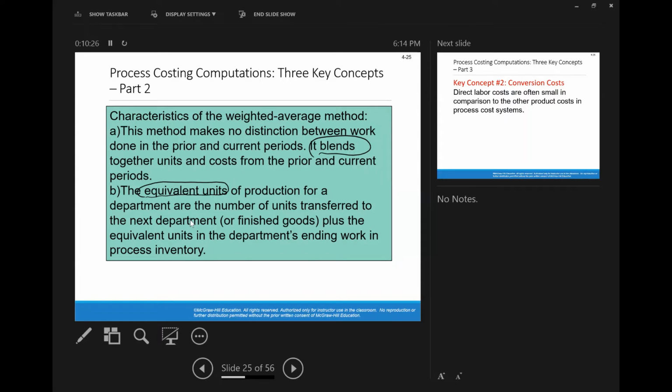And then we have the equivalent units of production for the department. They're the number of units that are transferred to the next department. So that's called equivalent units. And the equivalent units in the department ending work in process. So we have the ending work in process where there's equivalent units coming out going into the finished goods.